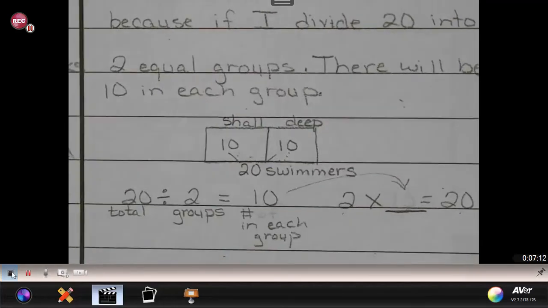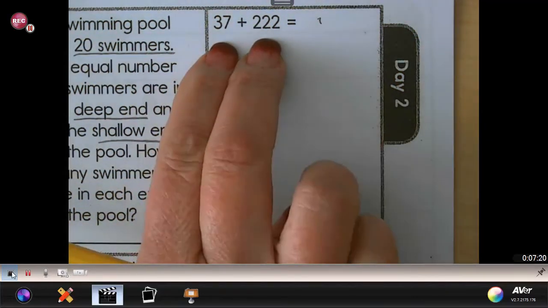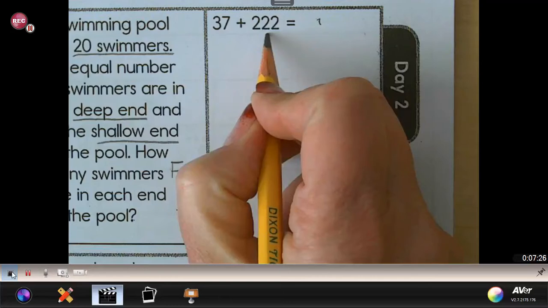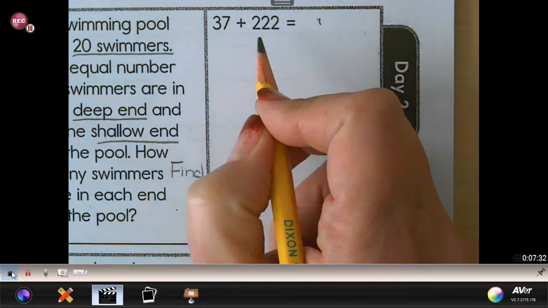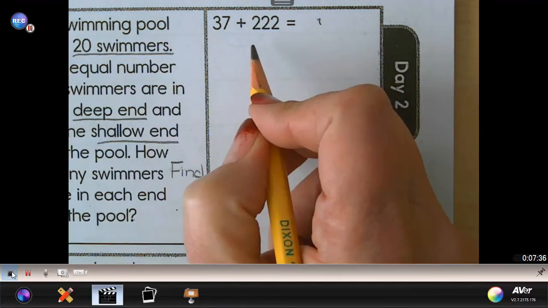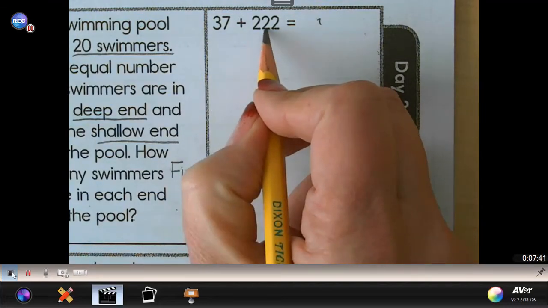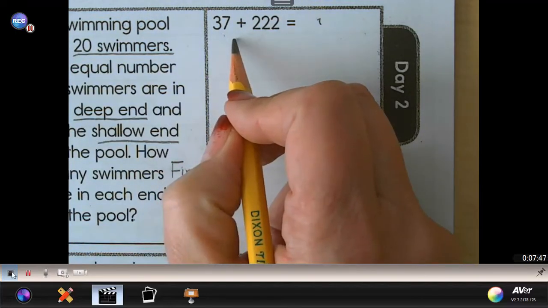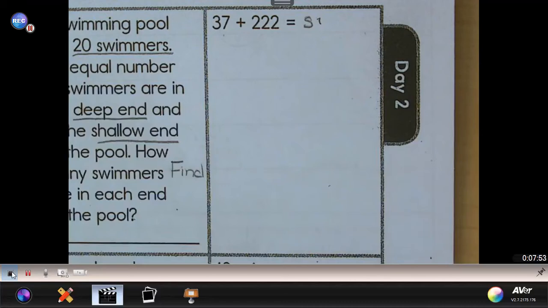Now, let's take a look at the next problem. It's an addition sentence, so we're looking for the sum. We have 2 addends. What are they called? Yes, addends. So we're going to take 222 objects, and we're going to add to those 222 objects 37 more. Now, notice that I didn't say how many more objects. We're not looking for the difference. We're looking for how many all together, total, sum. So we're looking for my sum. I'm going to put an S there for sum.